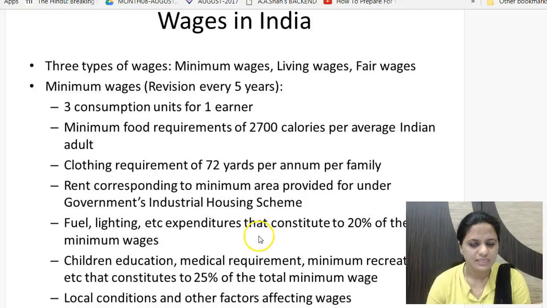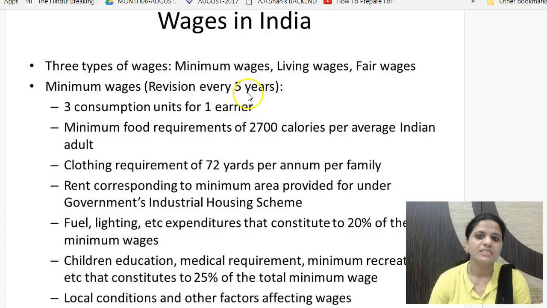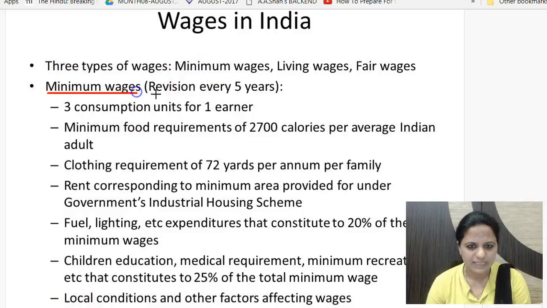So a new formula will be constituted, as is seen. But then the industry says that if a new formula is constituted and the wages increase, it would be difficult for them to implement. But of course there will be resistance. So minimum wages have to improve if the condition of the population has to improve as well. So this is the minimum wages, how it is decided. There are 2 other types of wages, living wages and fair wages. We'll see that also. First looking at minimum wages, which are revised every 5 years.